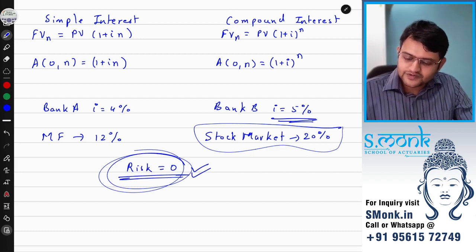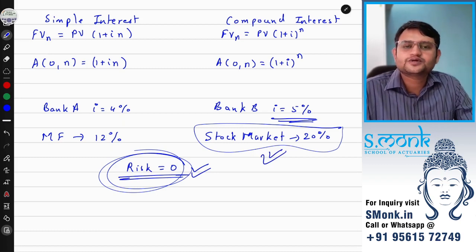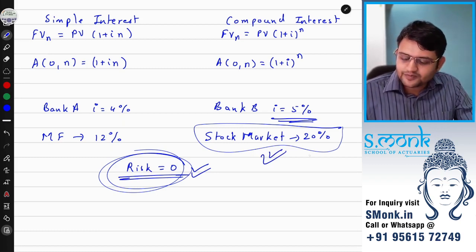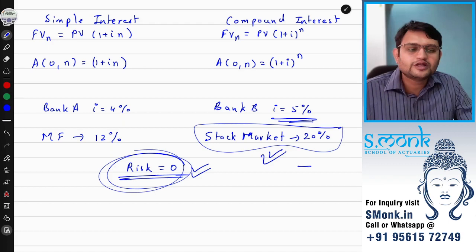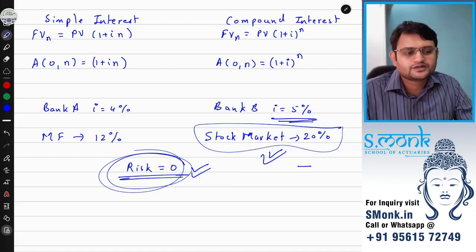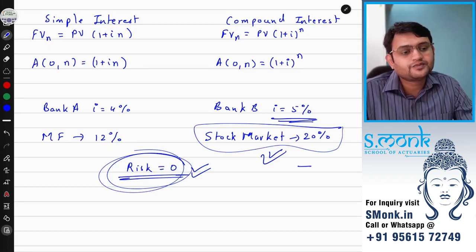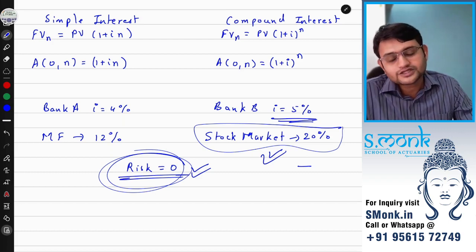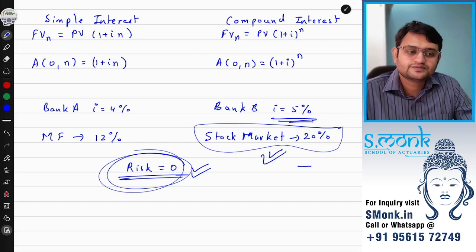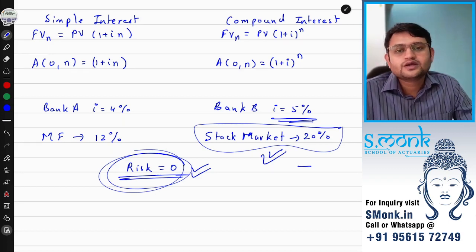Sometimes what happens is, even though I am showing you the stock market is going to give you 20% returns, the problem is it may actually go negative as well. You may lose money in the stock market. That is the risk factor we are talking about. You may earn averagely around 20%, but it may go higher than 20 and it may go lower than 20. It may go as low as negative. If the company goes down, all your money is lost.